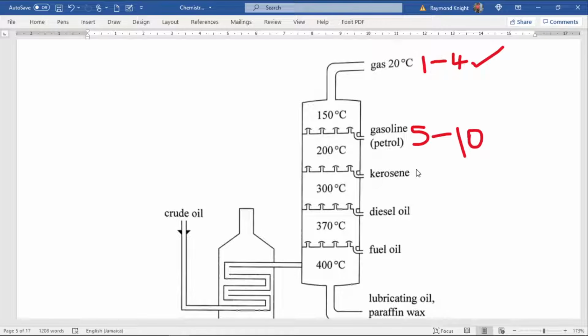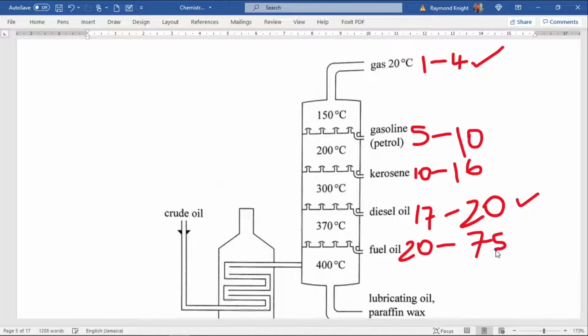Kerosene will be about 10 to 16 carbons. Diesel will be anywhere from about 17 carbons all the way to about 20-something carbons, say up to 25. So anywhere right here will be your correct answer. Again, these are just estimated ranges, so anywhere from 15 to 25 will be here. Diesel oil is good for that. And then fuel oil will be anywhere from about 20 to about 70.